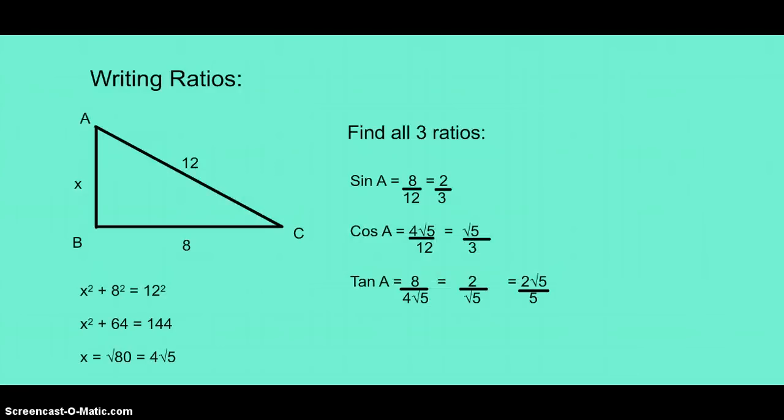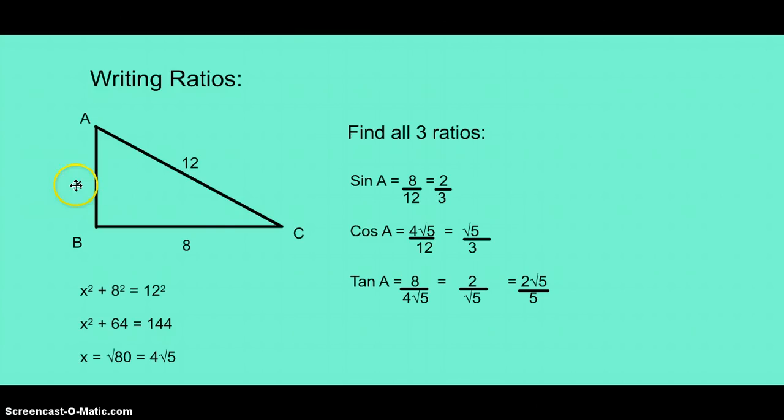Let's look at an example where you have to write ratios on your own given a triangle where you're given two sides of the triangle. In order to find all three ratios, as you'll be asked to do here, the sine, the cosine, and the tangent, we first need to know all three sides. So if you know two sides of a right triangle, we can always use Pythagorean's theorem to find the third side. So you'll see down here, I've done the work for that.